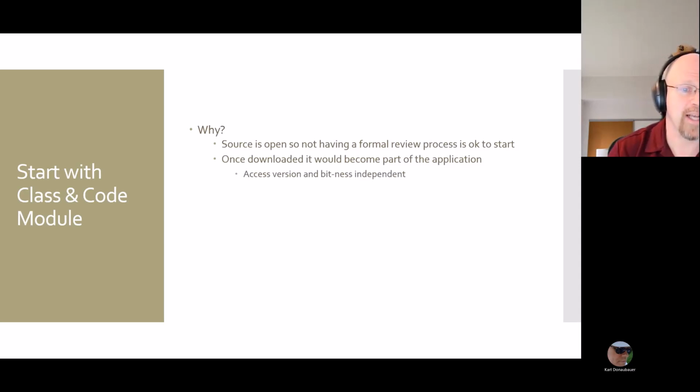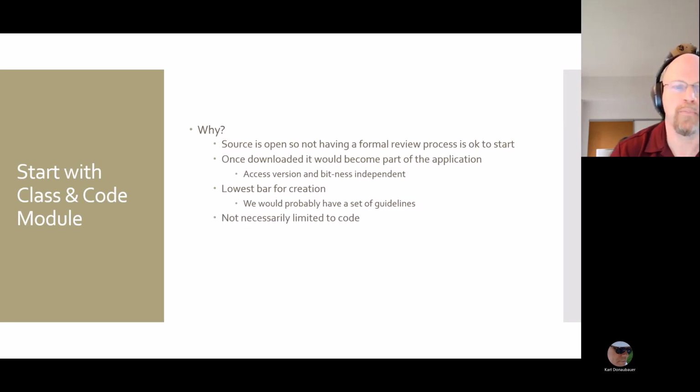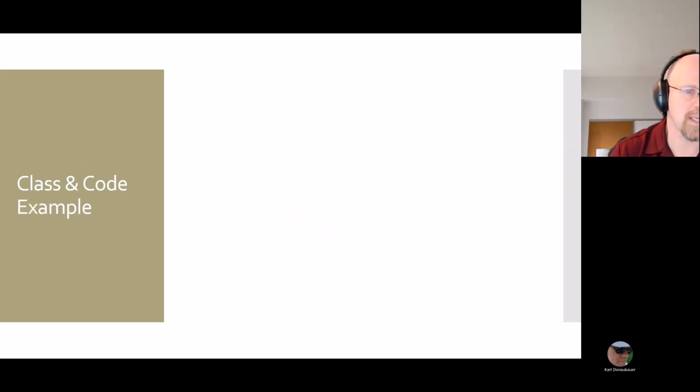We obviously have to worry about Access version and bitness. They need to be able to work across all versions, or we need to have a way to say this only works in Access 2016 or later. And again, they have the lowest bar for creation. We would probably come up with a set of guidelines so that everybody's on the same page, and there are going to have to be some hooks in there so we know what version you have and should we replace it or not. And this isn't necessarily limited to code. Really anything that you can export to a text file, so forms, reports, and queries, could be included in this. But I think starting with the code first makes sense.